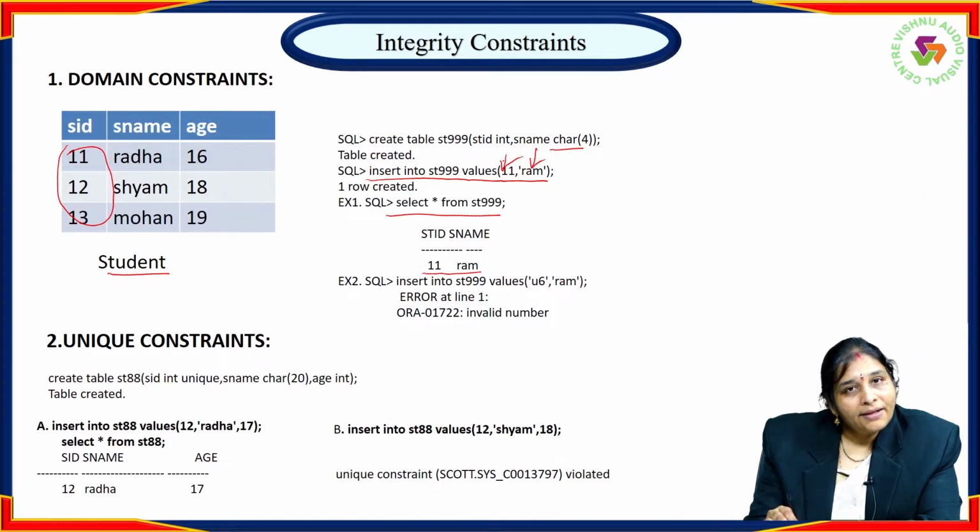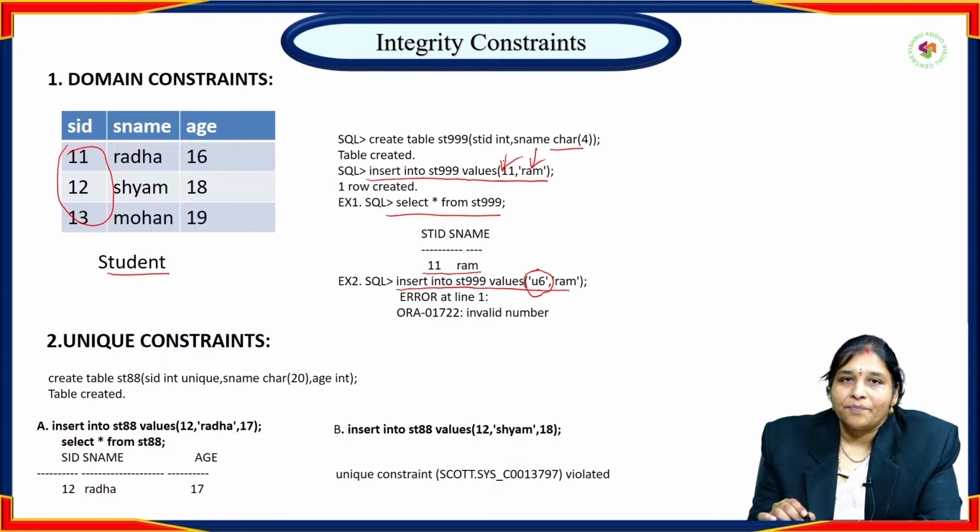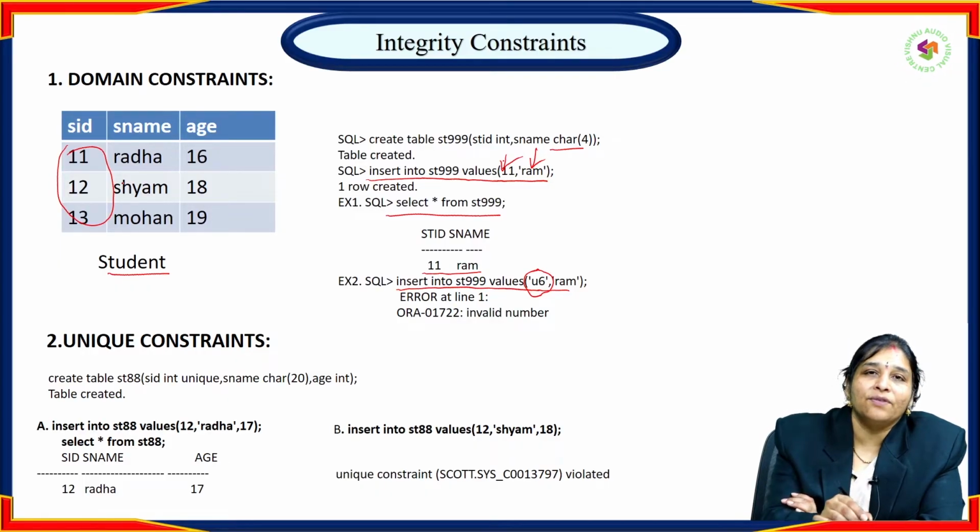Now I again try to insert another row with values U6 as student ID and RAM as student name. But here I got an error. Why? Because I have given the student ID type as integer, but here I have entered a character data type. So it's an invalid number. Domain constraints are very, very important. They allow legitimate or legal values to be entered underneath those particular fields.